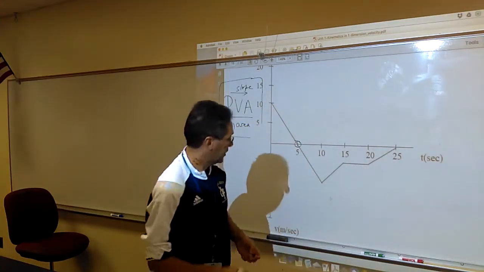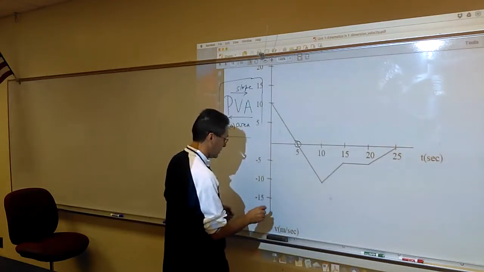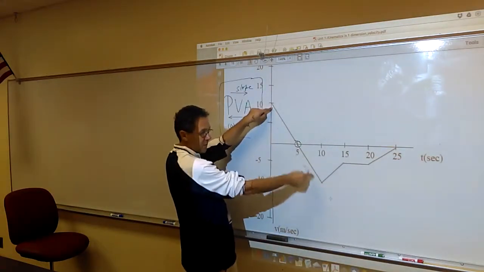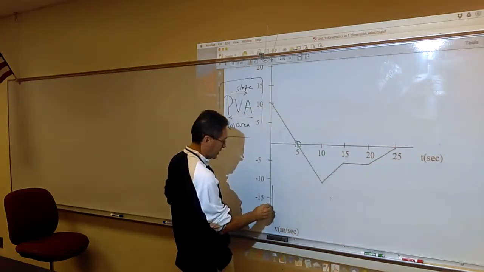Okay? Now we need to make an acceleration-time graph. I see some of the accelerations are negative, some of the slopes are negative, so I have to allow for that.